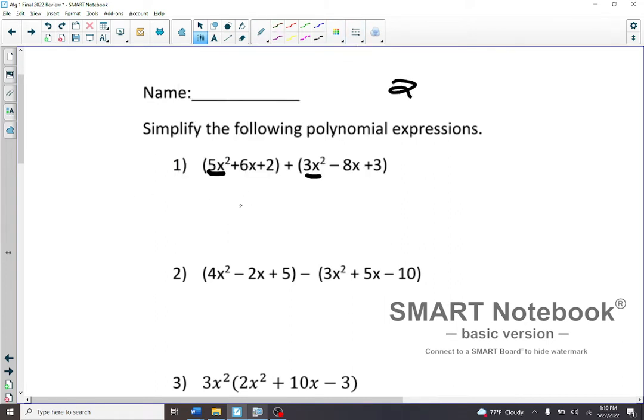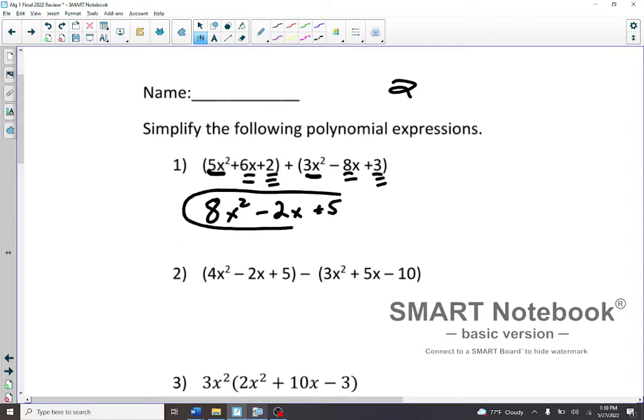So 5x squared plus 3x squared is 8x squared. Then we're going to do 6x plus negative 8x, which is negative 2x. And 2 plus 3, which is plus 5.